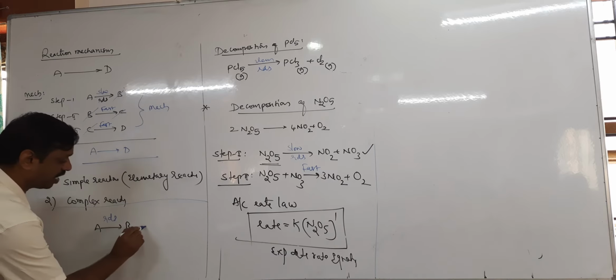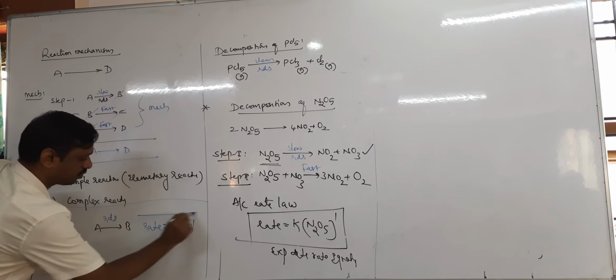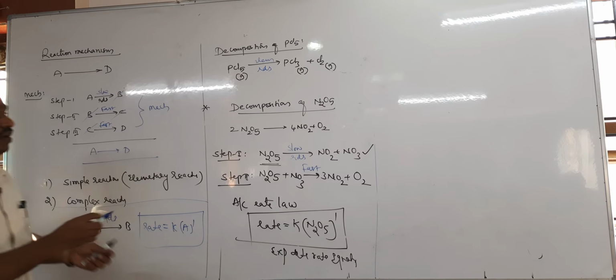Now tell me, what is the rate equal to? K into A power 1, nothing but 1, no. So take this simple reaction, and take as an example the decomposition of PCl5, that is an elementary step.